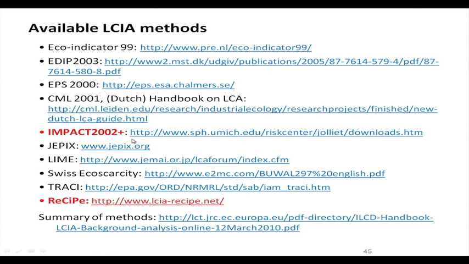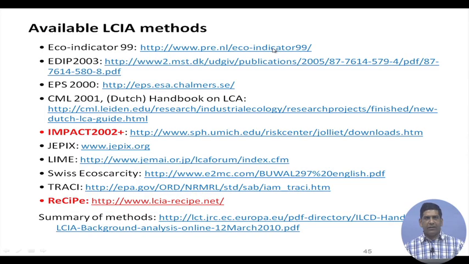As I said here, both ReCiPe as well as Impact 2002+, you should be able to download from these websites. Again, for all these slides that you are seeing in these videos, we will post the PDF version, and I will make sure that this hyperlink remains active on those PDF slides, or you can always copy this hyperlink to your web browser and go there. So Eco-indicator, this is Impact, EDIP.